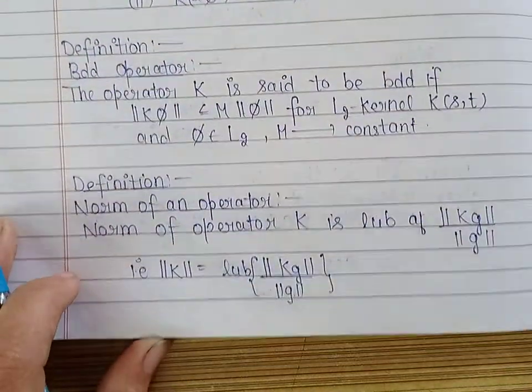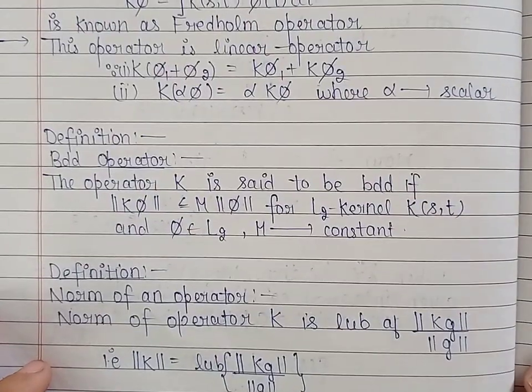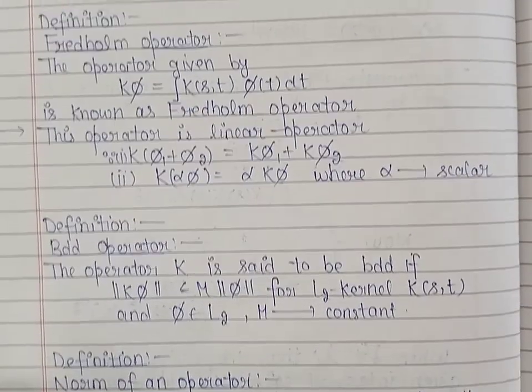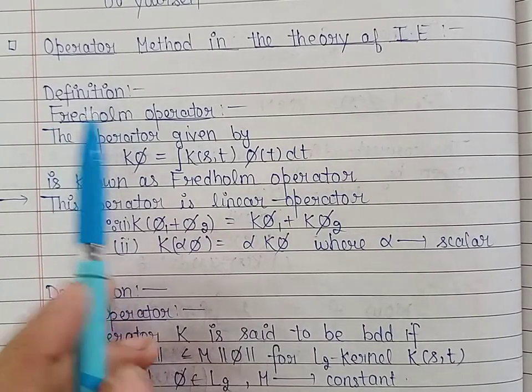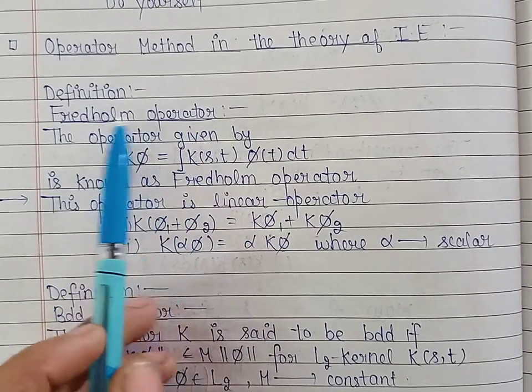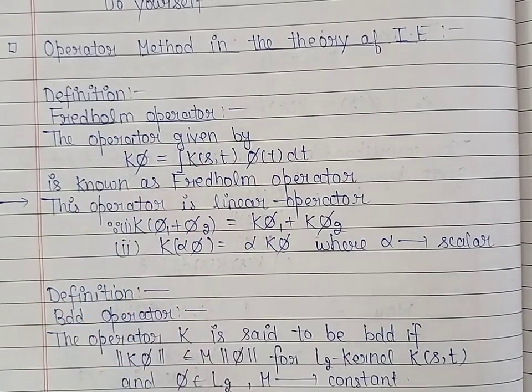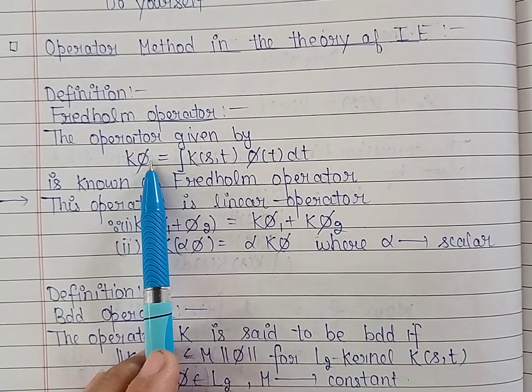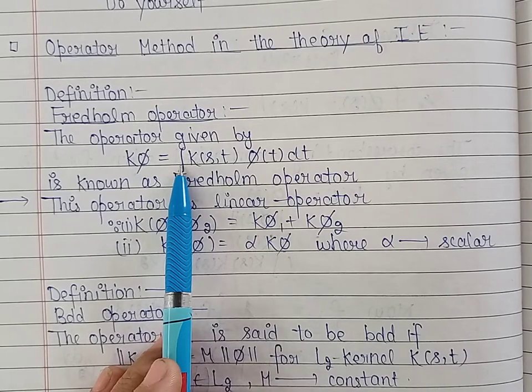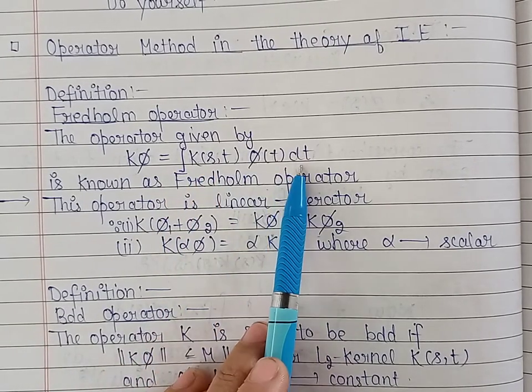Now our next topic is the operator method in the theory of integral equations. So the first definition: what is a Fredholm operator? This definition we have already discussed. The operator K operated on the function φ is defined by ∫K(s,t)φ(t)dt.